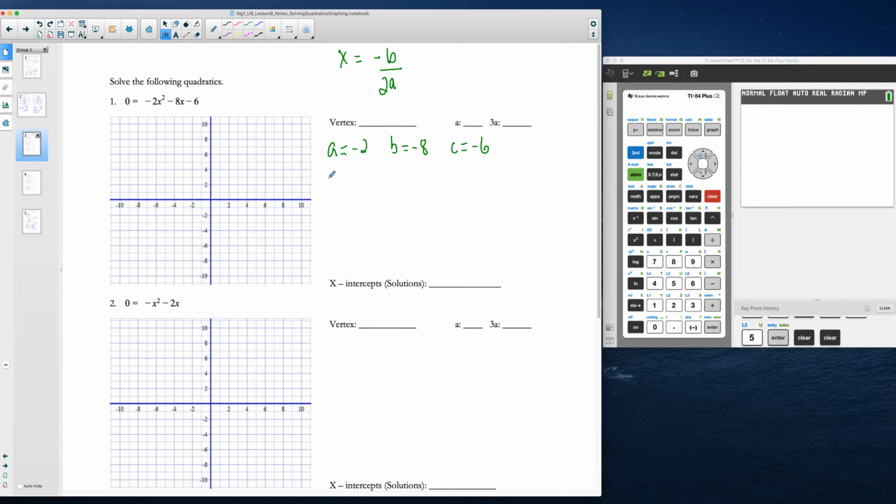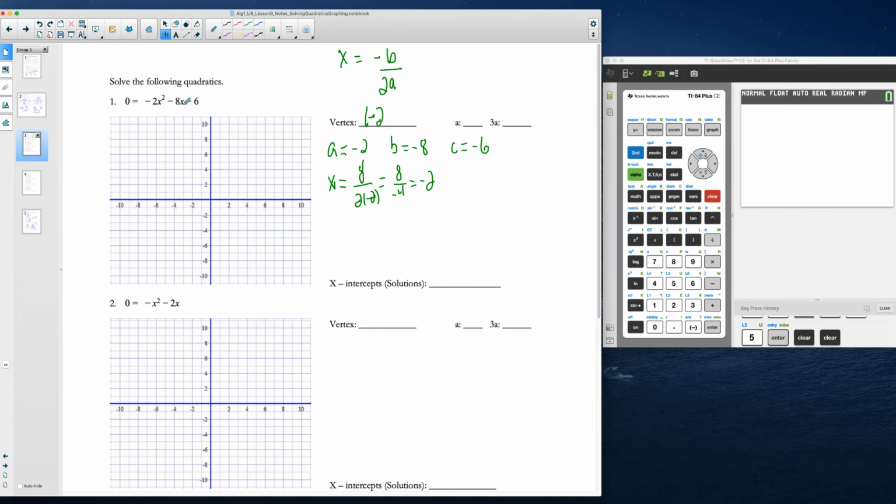So I identified all my values, and I'm just going to go ahead and plug this into our little formula. So x equals the opposite of b, this time means we're going to get a +8, and then 2 times -2. So that's going to give us 8 divided by -4, which is -2. So that's the x-coordinate of our vertex. So we have half the vertex here, -2.